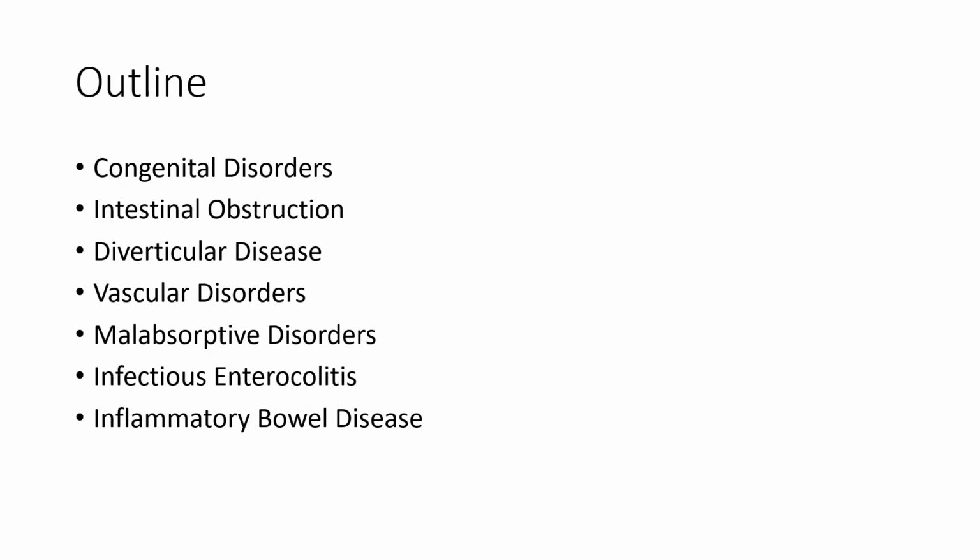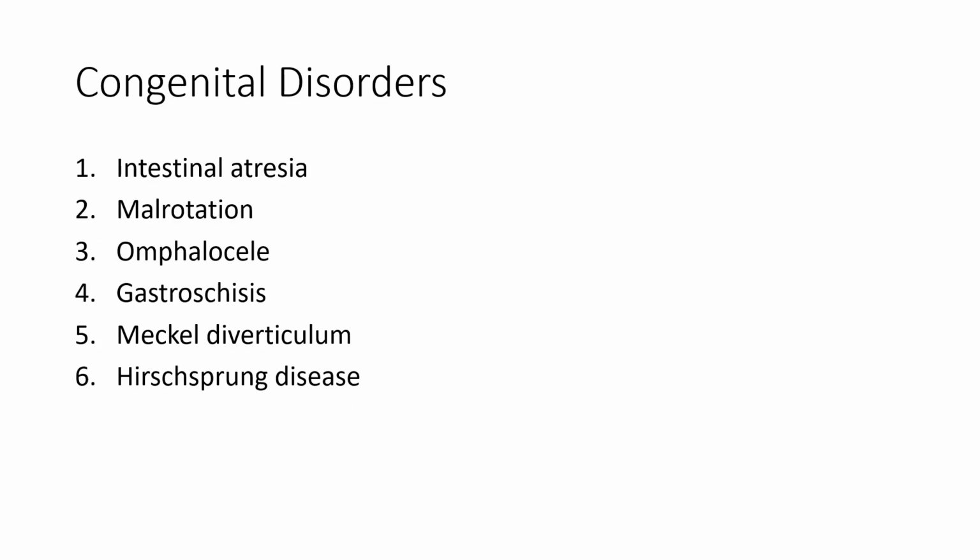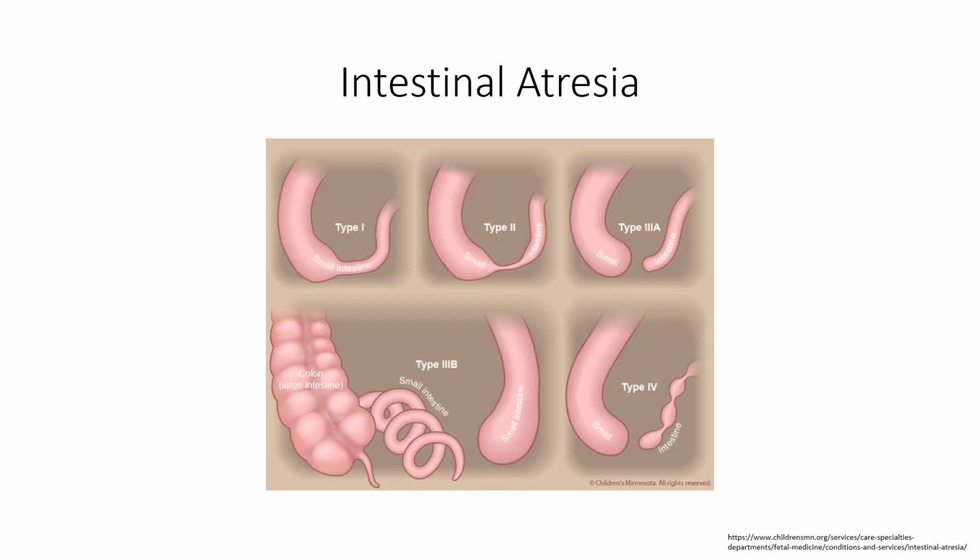This is the outline that we will follow in order to achieve the learning outcomes. First, we will start with the common congenital disorders of the small and large intestines, and these include intestinal atresia, malrotation, omphalocele, gastroschisis, Meckel diverticulum, and Hirschsprung disease. Intestinal atresia is a congenital defect that results in complete obstruction of the lumen.